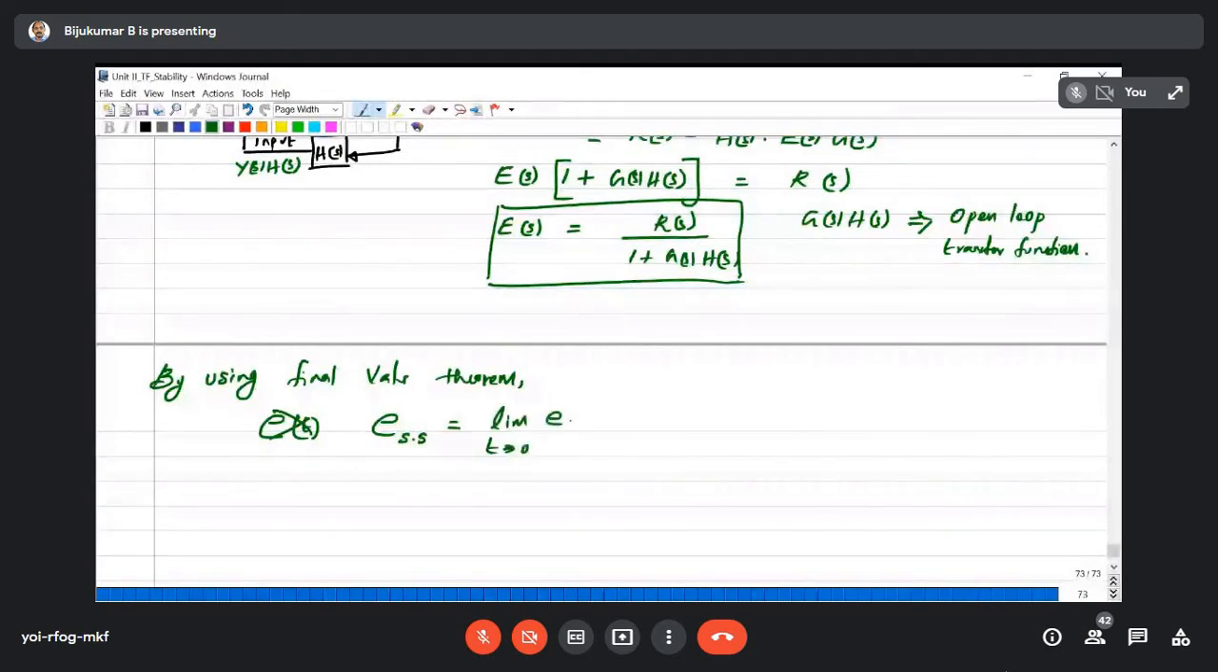So according to final value theorem, this can be written as limit S tends to 0, S multiplied by E of S. E of S we know, right? That is R of S divided by 1 plus G of S, H of S. So if you substitute here, we get the steady state error as limit S tends to 0, S multiplied by R of S divided by 1 plus G of S, H of S. This you keep in mind, okay?